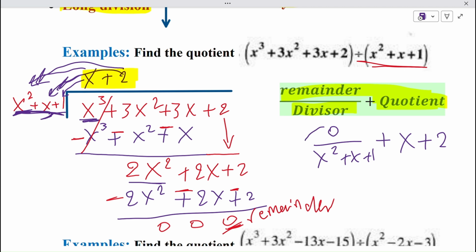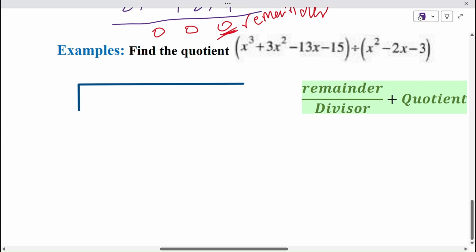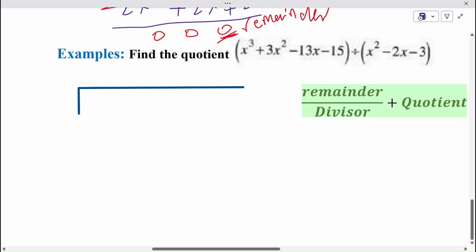Because 0 divided by this polynomial is equal to 0, the quotient of this polynomial is just equal to x plus 2. I hope it's clear. Let's solve this example again.